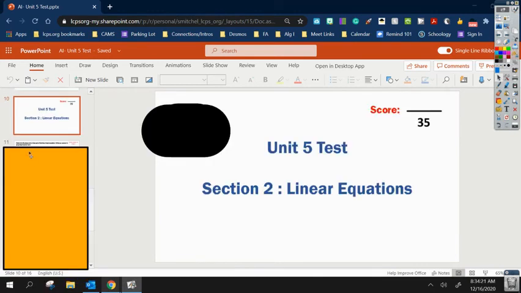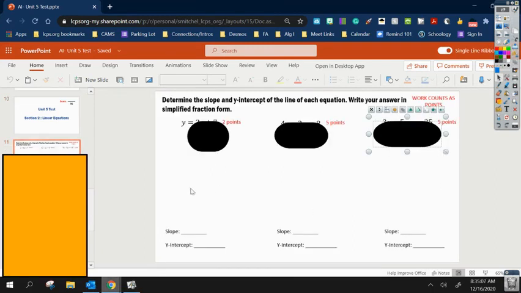There is a second section of this test. It's on linear equations, so graphing lines, using the methods that we learn. The 3 real main topics that we're hitting are x and y intercepts, slope-intercept form, and Hooy-Vox. The first question is asking you to determine the slope and y-intercept for each. So look at this one, determine the slope, determine the y-intercept. Do the same thing for that one, and the same thing for that one.